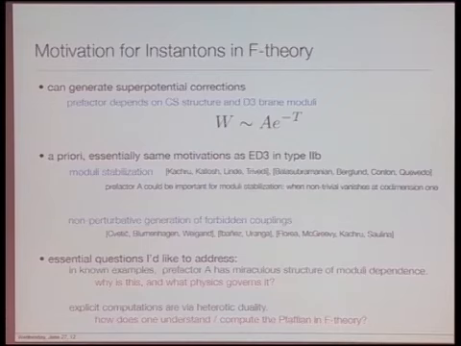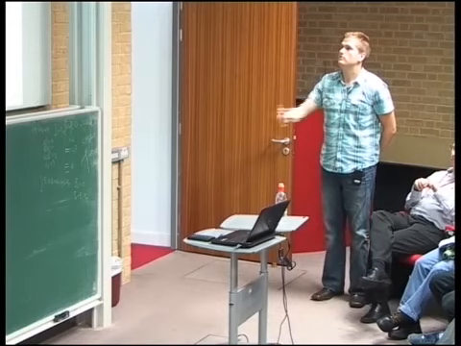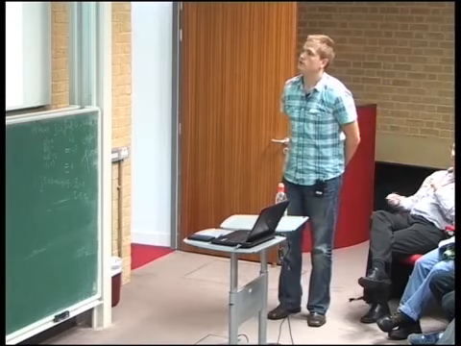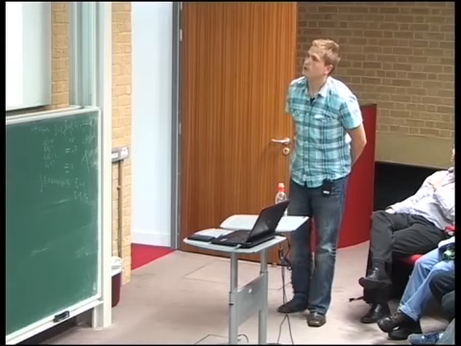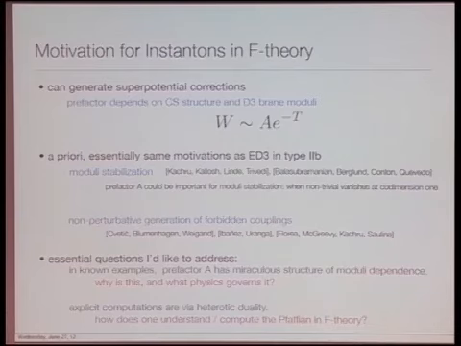So the prefactor depends on the complex structure moduli and the D3 brane moduli, and maybe some others as well that I won't talk about. But a priori, essentially the same motivations in F-theory hold for studying instantons as the motivations in 2B for studying Euclidean D3s. And those are, first and foremost, moduli stabilization. The two best known moduli stabilization scenarios use these in very important ways to stabilize some of their Kähler moduli.